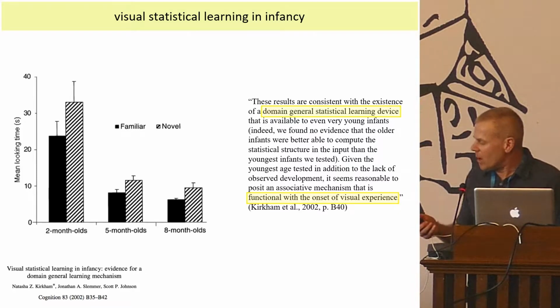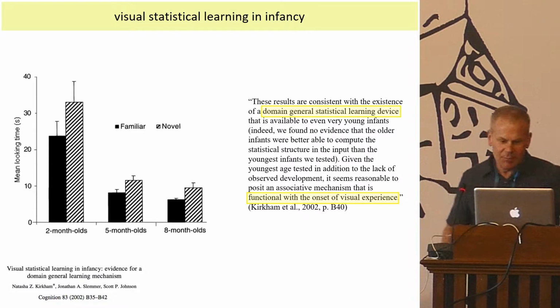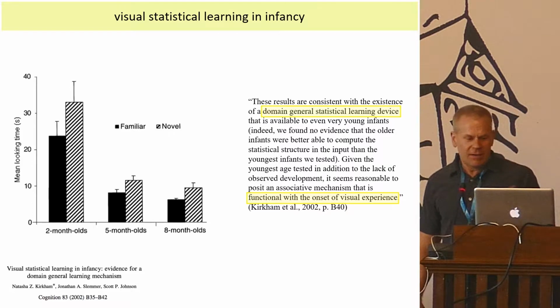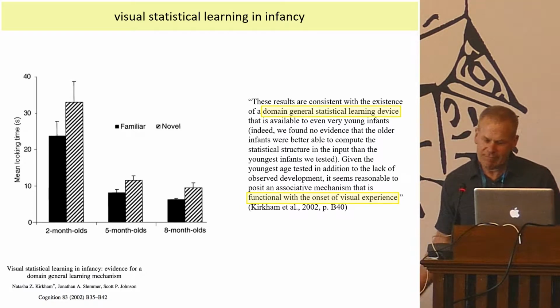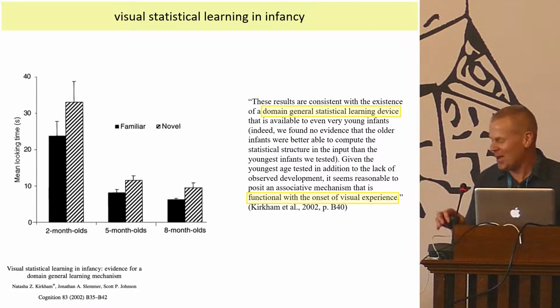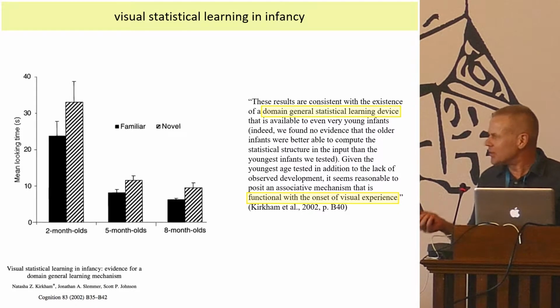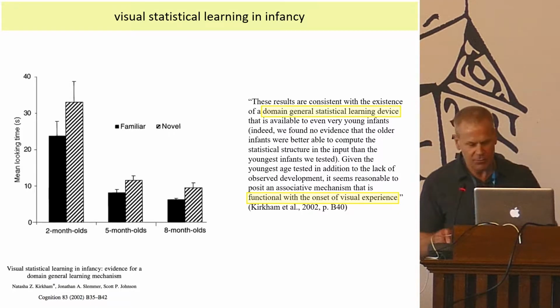So here's a quote from our paper, and I no longer would defend these things, so I don't even know why I put it up there. But we claimed that statistical learning is a domain general device, and that's obviously not true. Well, maybe it's true. I'm not trying to be glib, I really don't know. And we also made the claim that it's functional with the onset of visual experience.